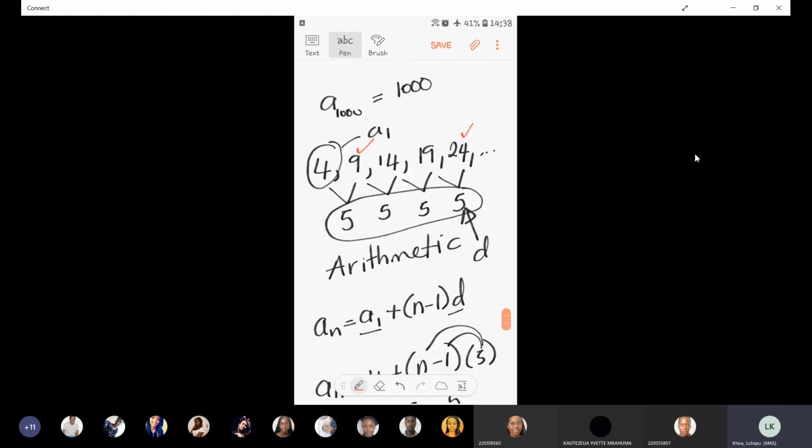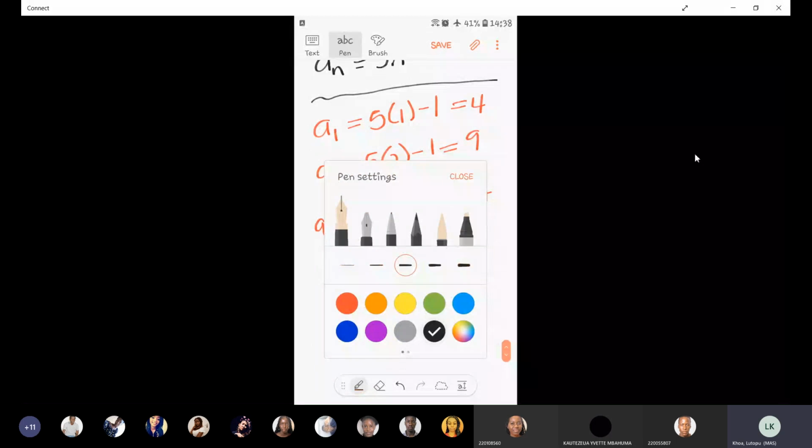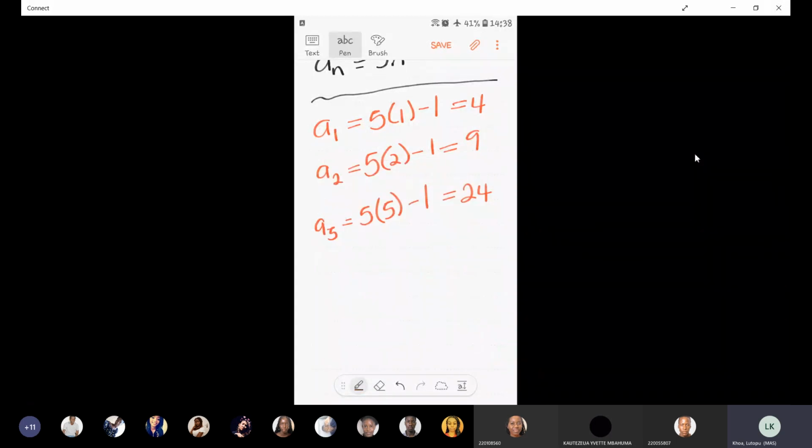So you can also use it to work out terms that are further away, because with the first 3 or 4 terms it's easy to list them. But what if I want the 30th term? Okay, listing 30 of them might not be as easy. So what I do is I just substitute. This is 5 times 30 minus 1. 5 times 30 is 150. Then 150 minus 1 is 149. And you can check by listing all the terms up to 30 terms. You will see that the 30th term is in fact 149. Okay.